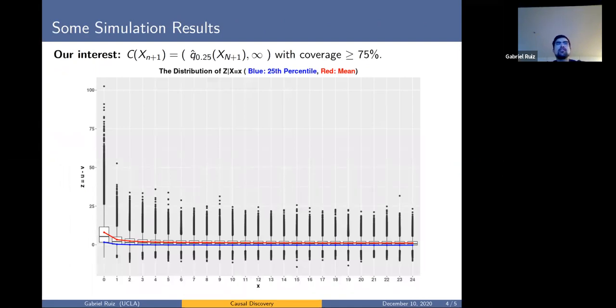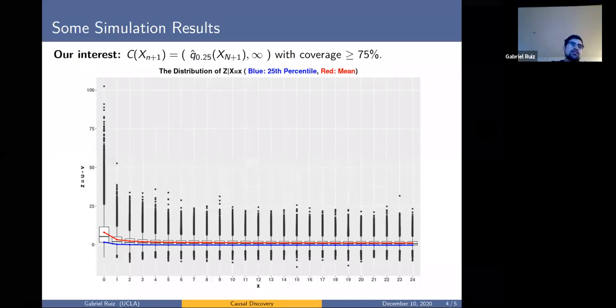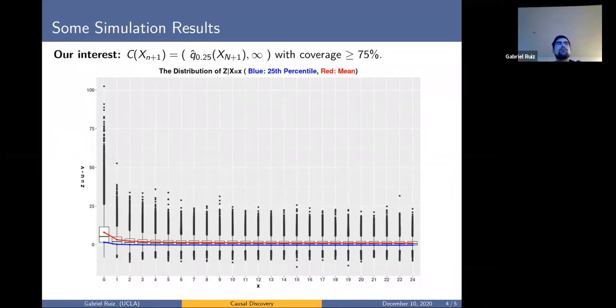For these simulations, my response is going to be a random variable z, which is a difference of two other random variables, u and v. And I want to get a prediction interval which has coverage 75%, as was discussed in the first slide. To do this, one natural thing to do can be to consider the blue line here.